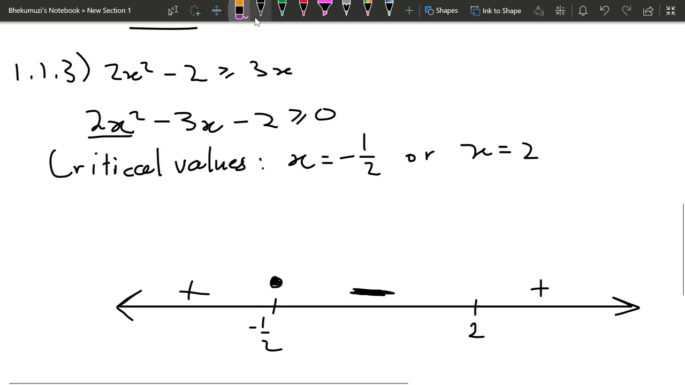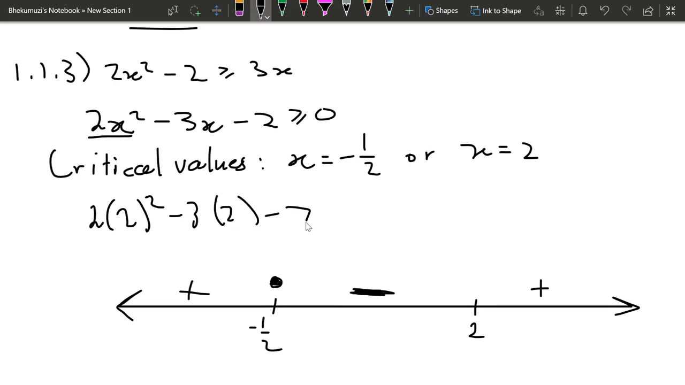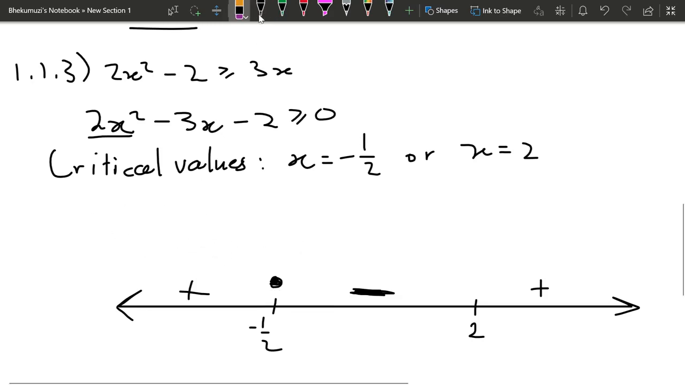And then when we check with 2 as well, we do the same. We say it's 2 times 2 squared minus 3 times 2 minus 2. That's 2 to the power 2, which is 4, times 2, that's 8, minus 3 times 2, which is 6, minus 2. So 8 minus 6 minus 2 would give us 0 as well. So 2 is also included as part of the solution set, or the interval set of the solution.